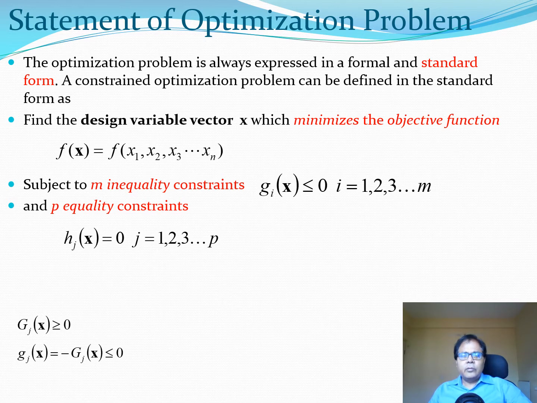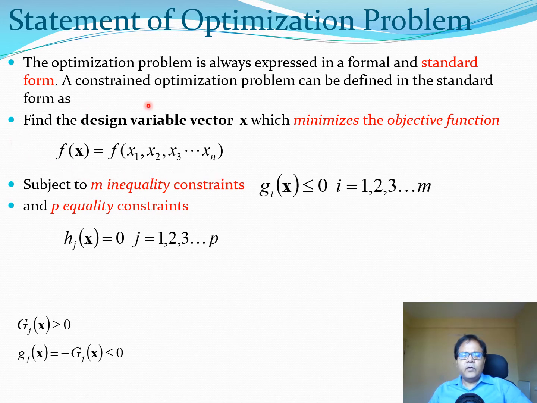Now let's state the optimization problem so that we do not have any doubt about it. So essentially, so that all the people are on the same page, we have defined a standard form of the optimization problem. So here essentially what you do is you minimize the objective function f of x, which you can see here. And this function is in general a multivariate function of n design variables. So you see x1, x2, x3 to xn.